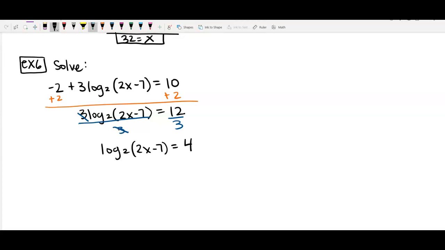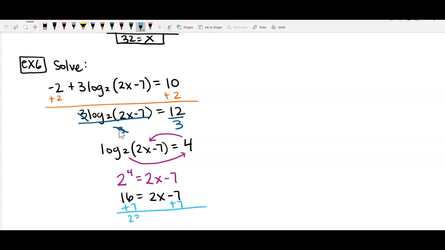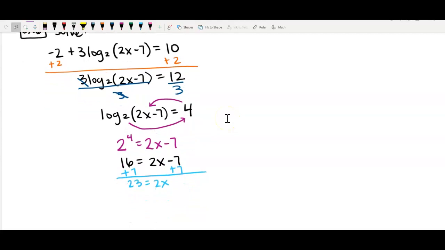All right, now I need to change it to an exponential. So I'm doing 2 to the 4th power equals all of that. So 2 to the 4th power equals 2x minus 7. Well, 2 to the 4th power is 16. And then again, I'm just trying to get x by itself now, right? So I'm going to add the 7 over. So I have 23 equals 2x, and then I just need to divide by 2.